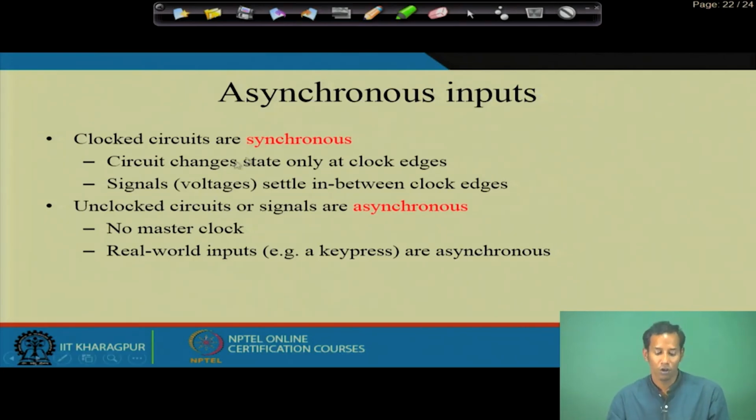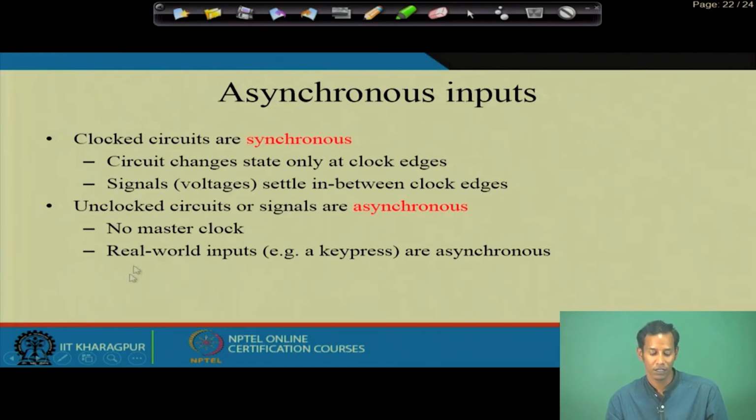So, when these clocked circuits are synchronous, the circuit changes its state only at the clock edge, whether that may be the positive edge or the negative edge, and the signals settle in between the clock edges only. In unclocked circuits, the signals are asynchronous.